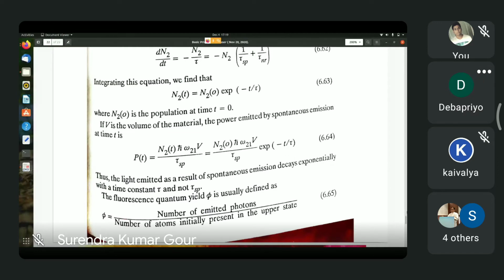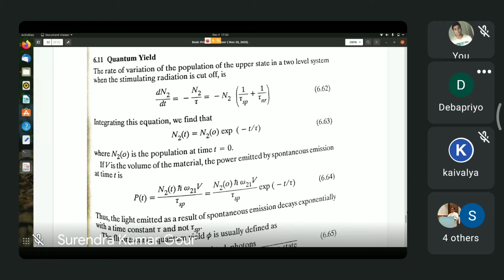If you scroll up just a few lines, here. Here it is said that if you excite a system and then cut off the exciting radiation, the energy or pumping is cut off, you are left with a certain number of atoms in the upper energy level. These atoms undergo transitions to lower levels. Okay, the transition to lower levels can occur by spontaneous emission of photons or via non-radiative mechanisms.